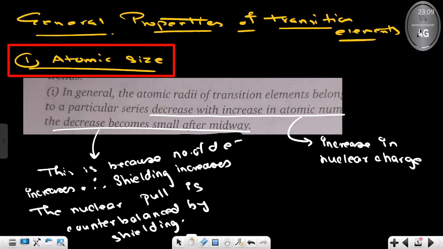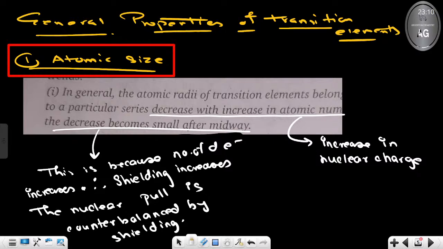But the second line is your problem. The decrease becomes small after midway. So if the question comes like that, why does the decrease in atomic size become small after midway, then your answer will not be due to increase in nuclear charge, because it should have decreased normally. Then why does the decrease become small? The answer is due to number of d electrons increase, the shielding increases. So the shielding counterbalances the nuclear pull. That is why the difference between the size decreases.